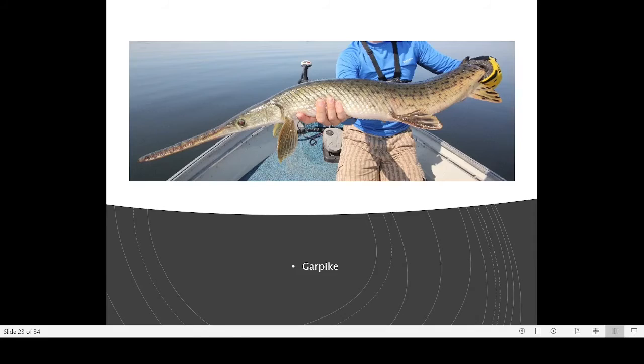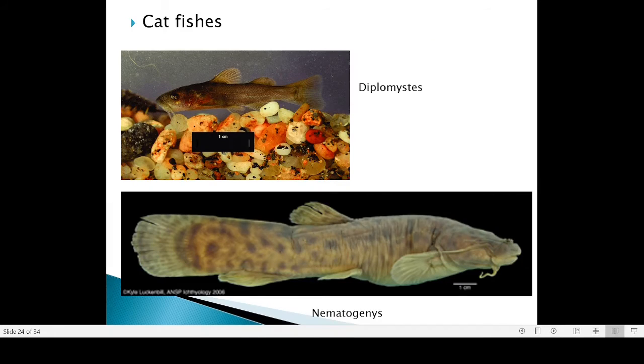Catfishes are there. Here you can see some species of catfish. One is Diplomystes, and then Nematogenys is another. Both are catfishes. Catfishes usually have this kind of feelers, so that is one feature by which we can easily distinguish the catfishes. And these catfishes are endemic to Chile.